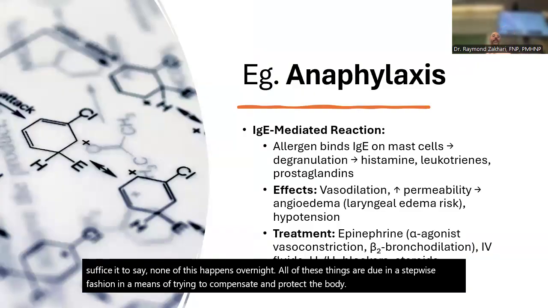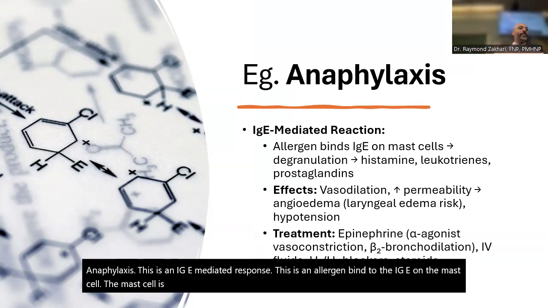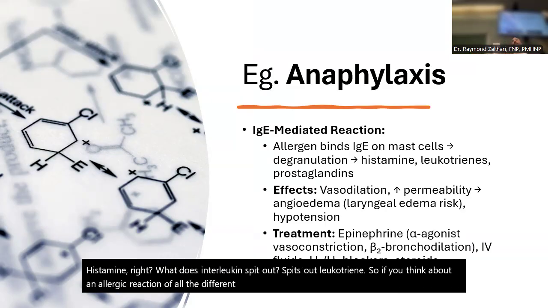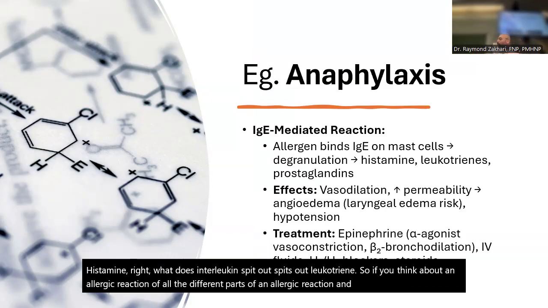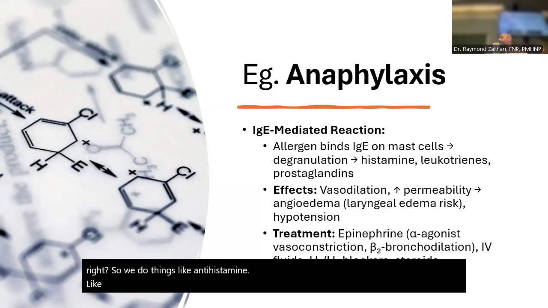Anaphylaxis, this is an IgE-mediated response. This is an allergen binding to the IgE on the mast cell. The mast cell releases histamine, right? What else does it spit out? It spits out leukotriene. So if you think about an allergic reaction, of all the different parts of an allergic reaction and the medications you give, right? So we do things like antihistamines, like what? Benadryl, right?